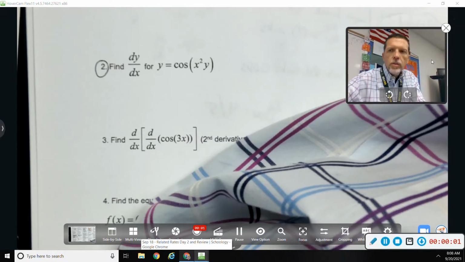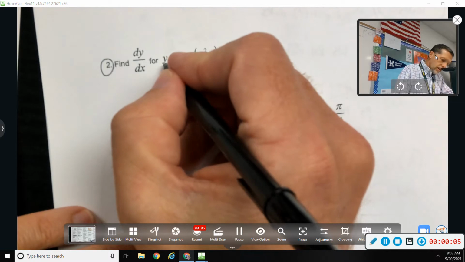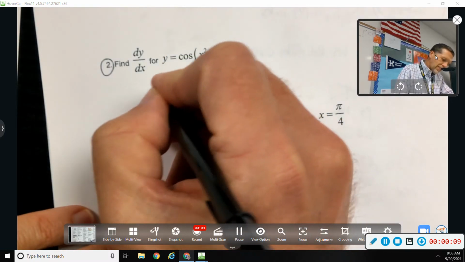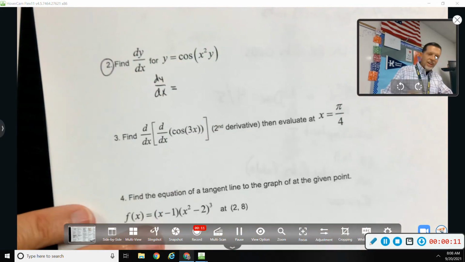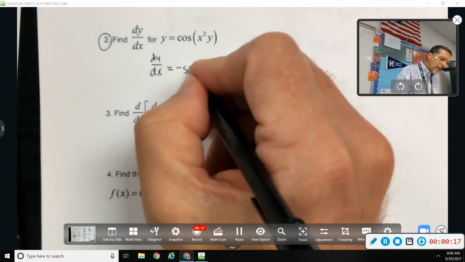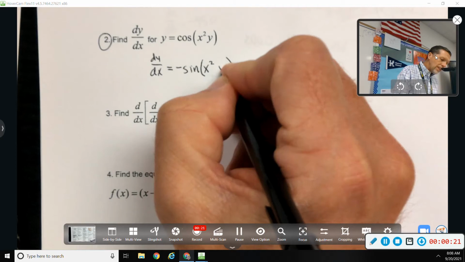So looking at the review, number 2, find dy/dx. So left-hand side's easy, right? dy/dx. Right-hand side, what's the derivative of cosine? Negative sign. We did that derivative, so don't change the argument. Leave the inside alone, right?